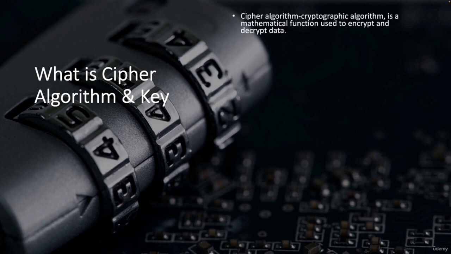It's pretty simple. Always remember there are only two things when you are talking in terms of cryptography. You need to know your algorithm, which we call the cipher algorithm, and you need to get an understanding of a key. Right. So a cipher algorithm is a cryptographic algorithm, which is a mathematical function used to encrypt and decrypt the data.